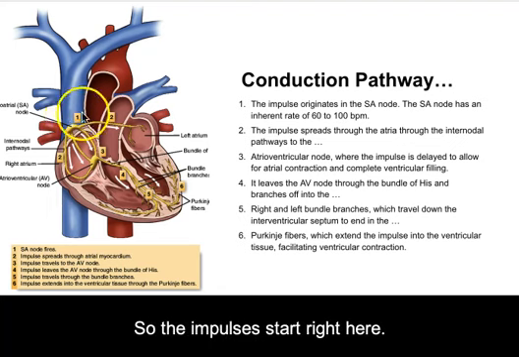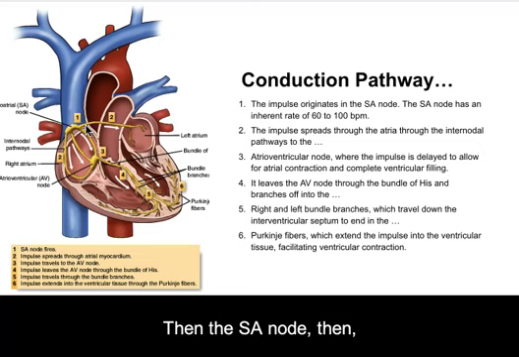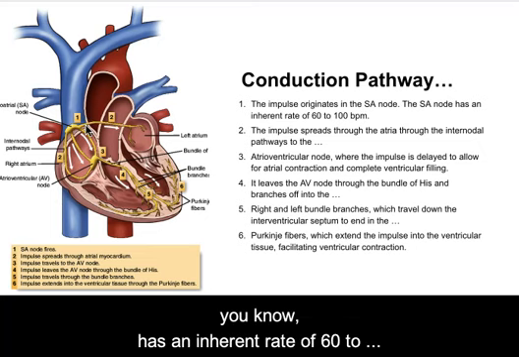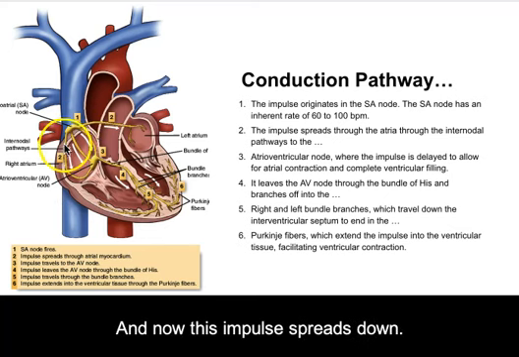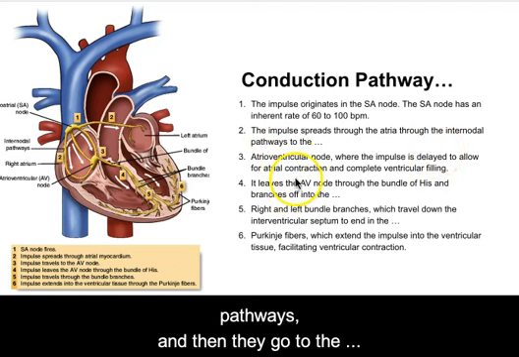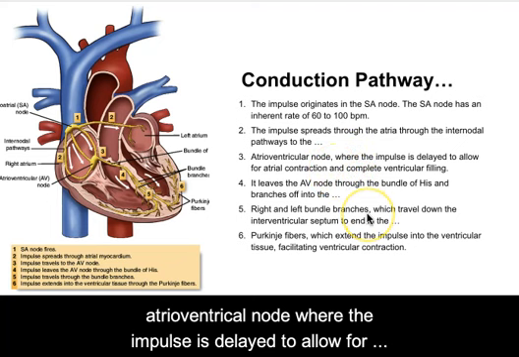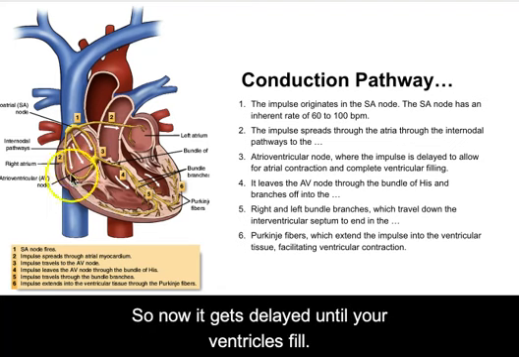So the impulses start right here. This starts at the SA node, the sinoatrial node. The SA node has an inherent rate of 60 to 100 beats per minute. Right? And now this impulse spreads down. It spreads through the atria, through the internodal pathways, and then they go to the atrioventricular node where the impulse is delayed to allow for atrial contraction and complete ventricle filling. So now it gets delayed until your ventricles fill.